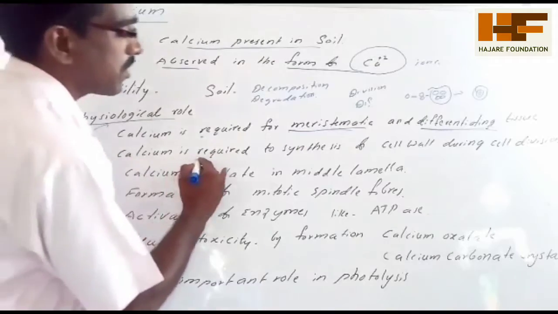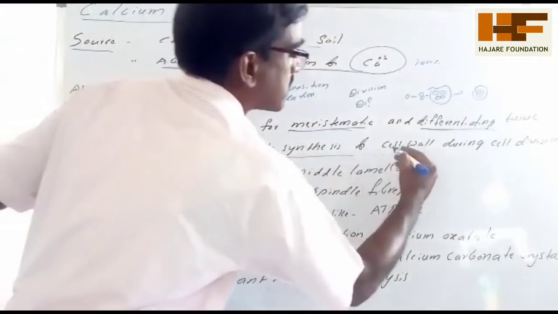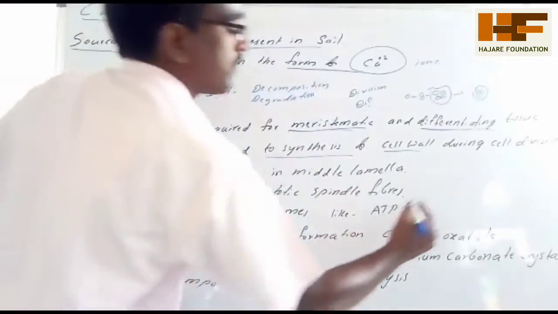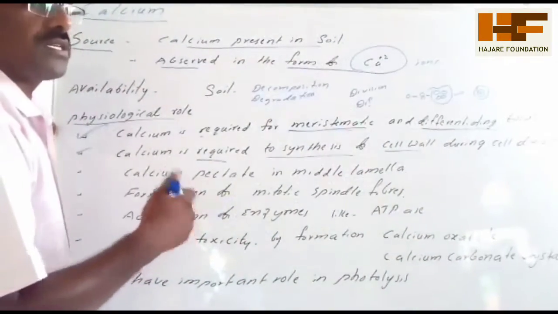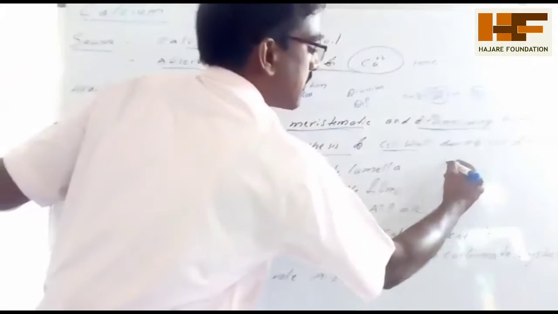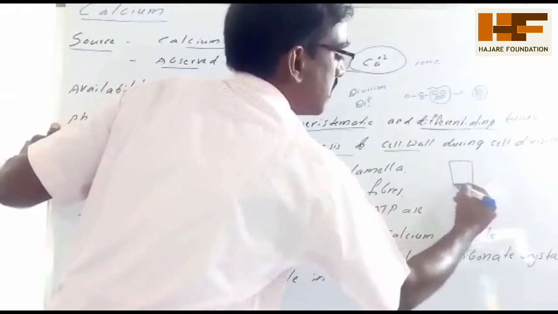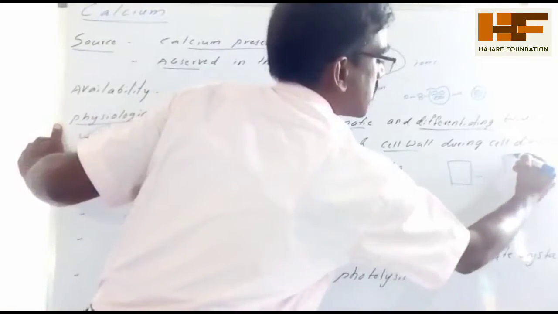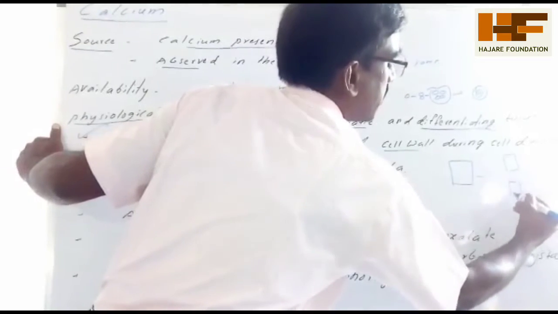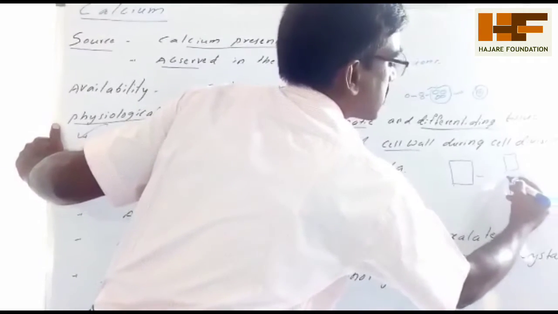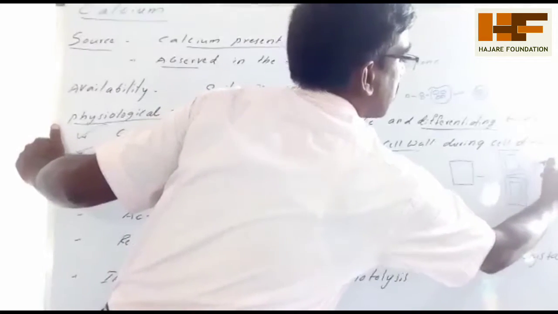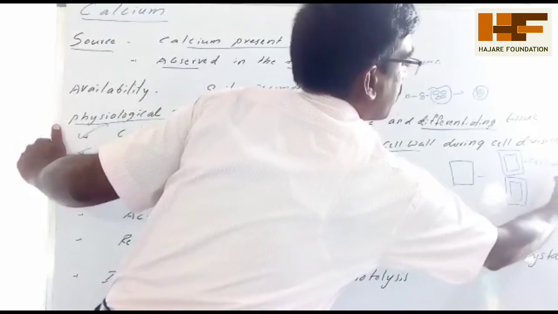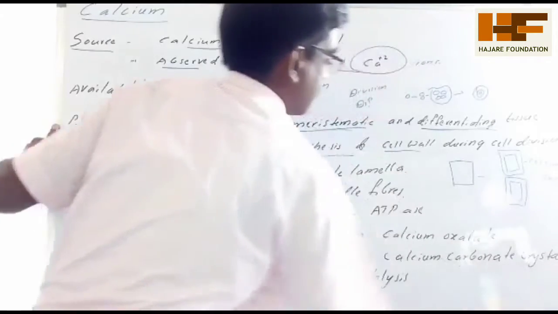Then calcium is required for synthesis of the cell wall during cell division. In animal cells, a cell wall is not present, but in plant cells, a cell wall is present. Then the cell membrane is present. One cell divides into two cells. That is the plasma membrane. Each cell is covered by a cell wall. The cell wall is constructed with the help of calcium ions.